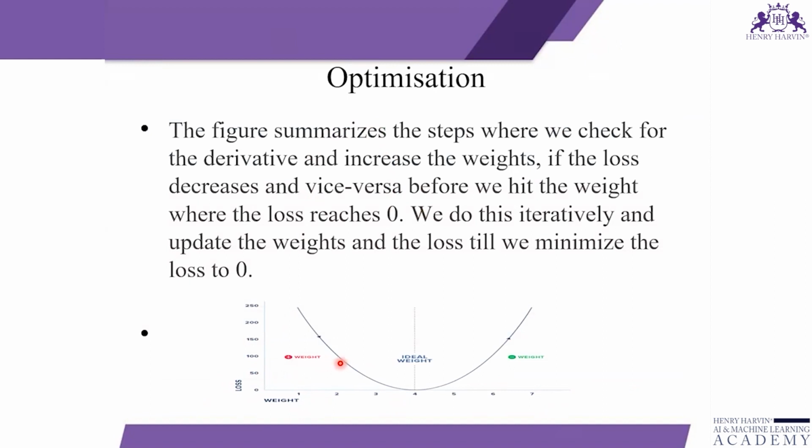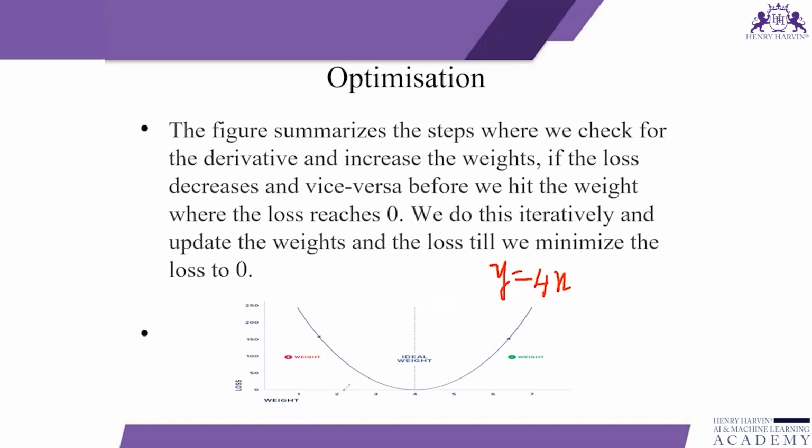So this figure summarizes the steps where we check for the derivative and increase the weights if the loss decreases and vice versa before we hit where the loss reaches zero. This is the place where the loss reaches zero, because we are very much aware that in the previous case it was actually y is equal to 4x. When you consider this relationship y is equal to 4x, definitely the error is going to be 0. That we know. That is what we can see over here. The loss is going to be 0.